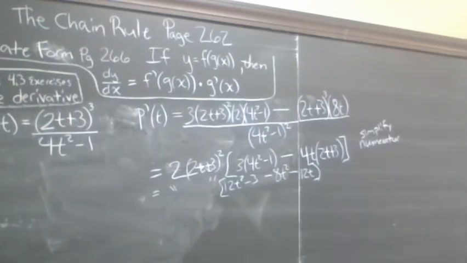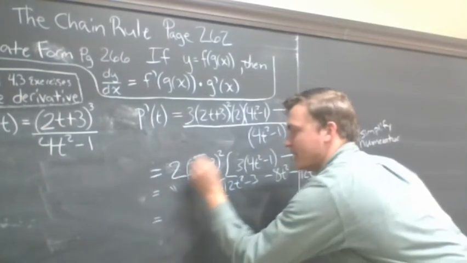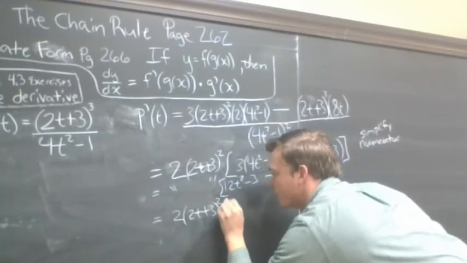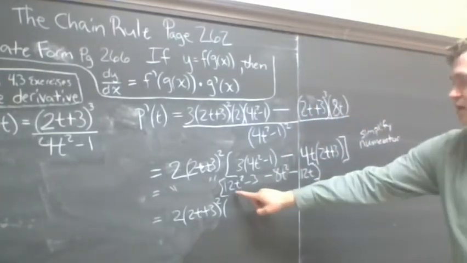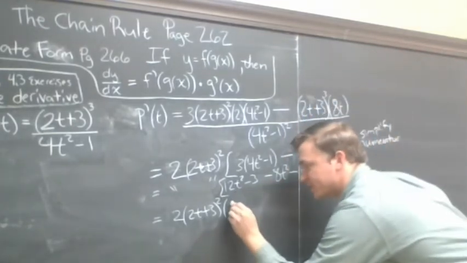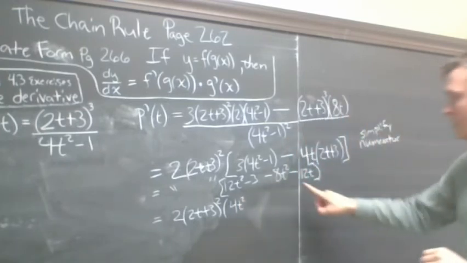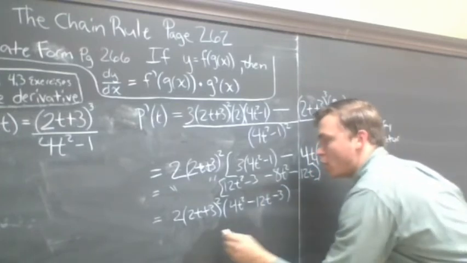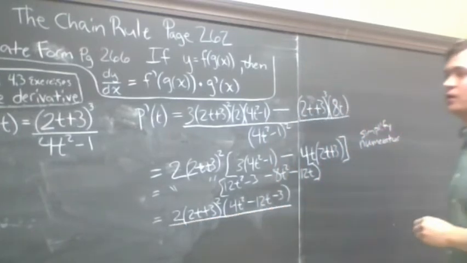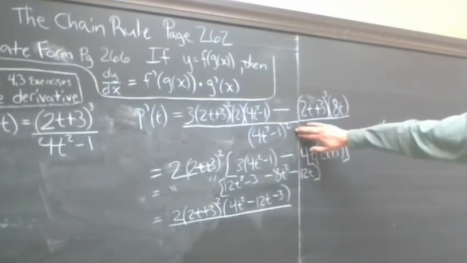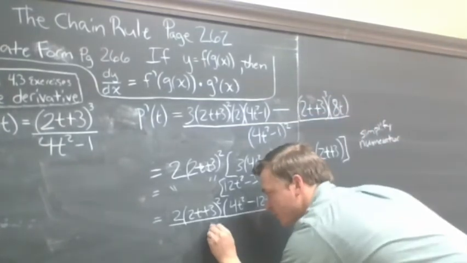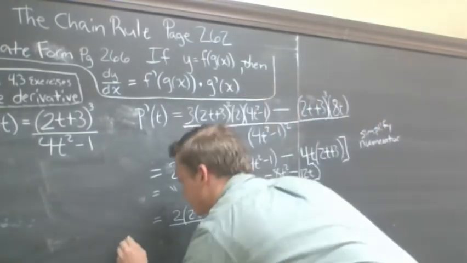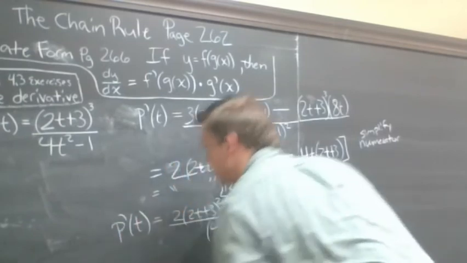So our numerator here is the GCF, 2 times 2t plus 3 squared, multiplied to what this simplifies out: 12t squared minus 8t squared is 4t squared minus 12t minus 3. All of this is over our denominator here, which is 4t squared minus 1, quantity squared.